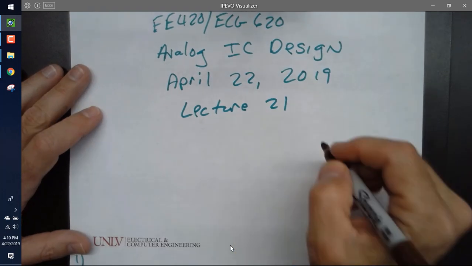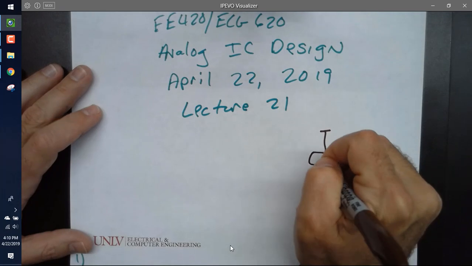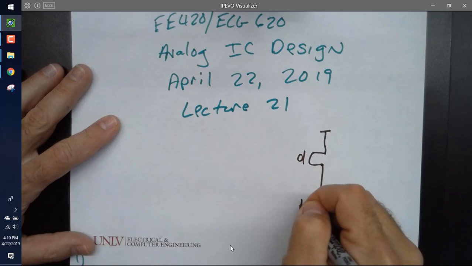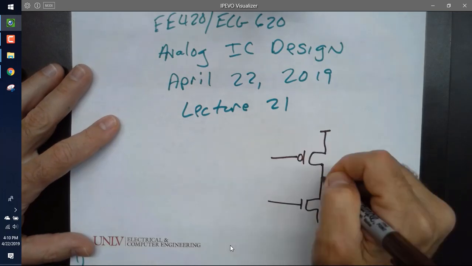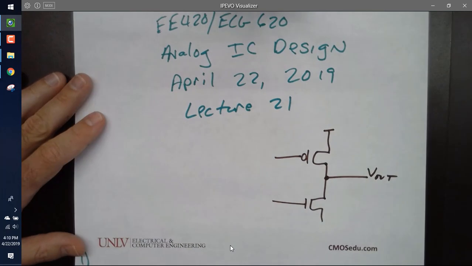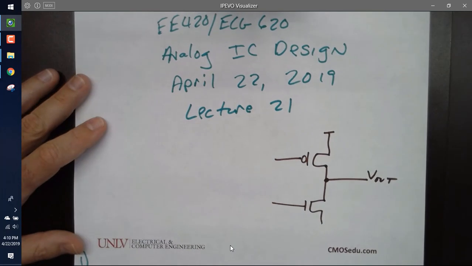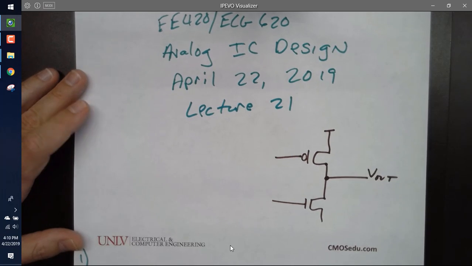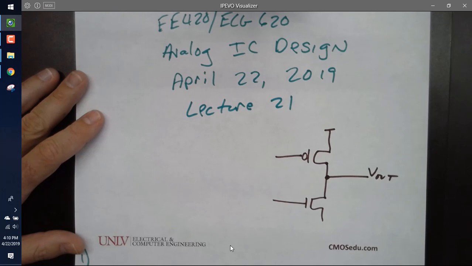So refresh my memory. This is where we left off last time. This is the push-pull output, or the output of the op-amp. Why would I use this topology? Simple terms, why would I use it? One reason. Yeah, more output swing.